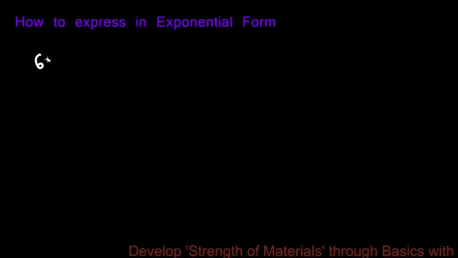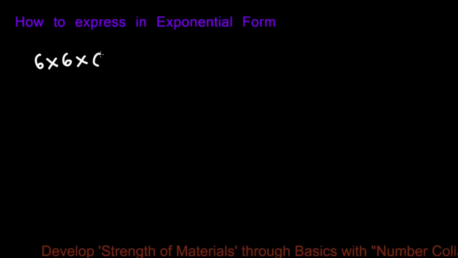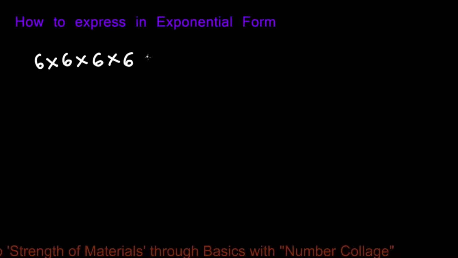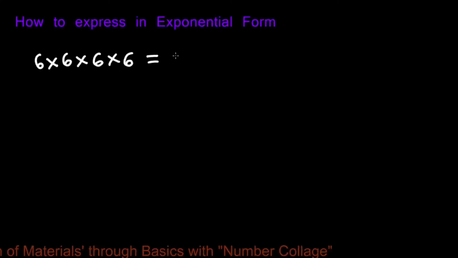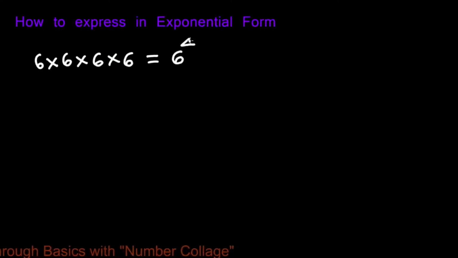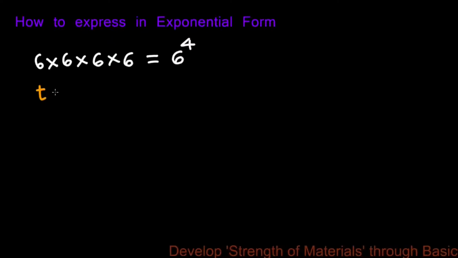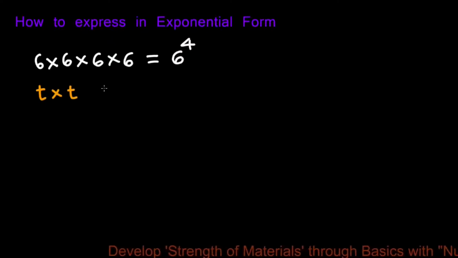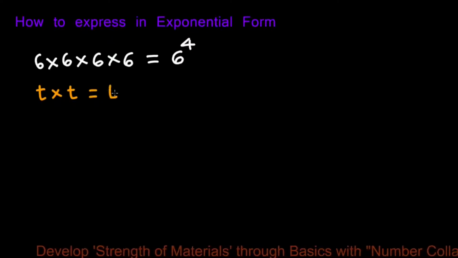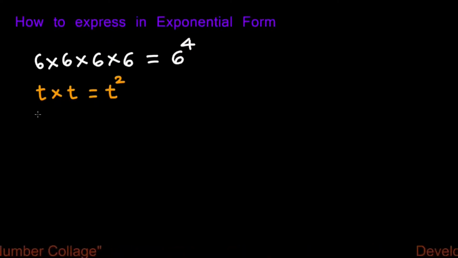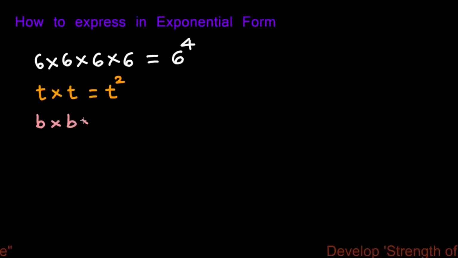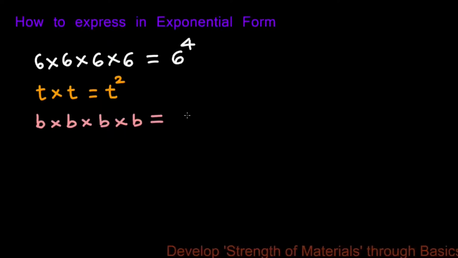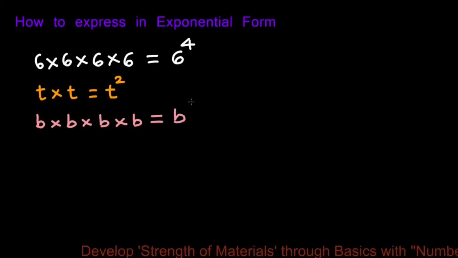Now we will see how we can express the following numbers in the exponential form. 6 multiplied by 6 multiplied by 6 multiplied by 6 is coming 4 times, so we can express this in exponential form as 6 raised to 4. We can express t multiplied by t, which is coming 2 times, in the exponential form as t squared. We can express b multiplied by b multiplied by b multiplied by b, which is coming 4 times, in the exponential form as b raised to 4.